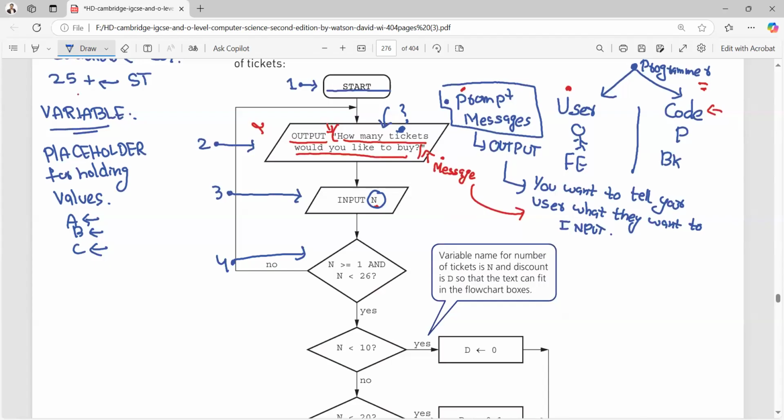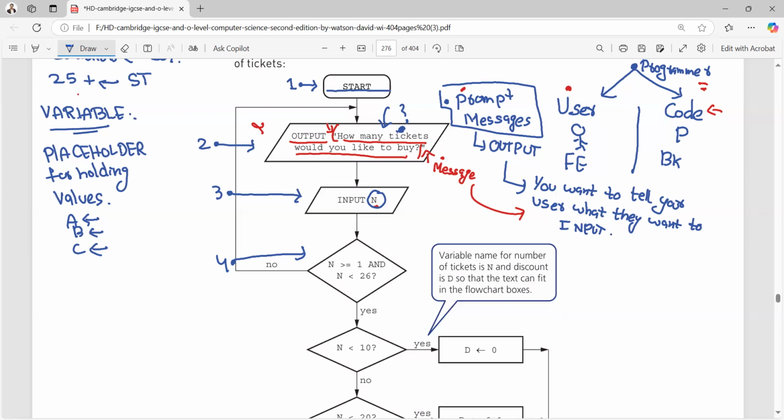It basically says that if they want to purchase a ticket, obviously the value is going to be greater than 1. No one would ever come to purchase zero tickets, so that's not genuinely possible. This is why they gave you this statement that the value of n should be greater than 1. And they said the value of n should be less than 26. Do you know what it means? Why less than 26? Yes, because you can't buy more than 25 tickets. Good.